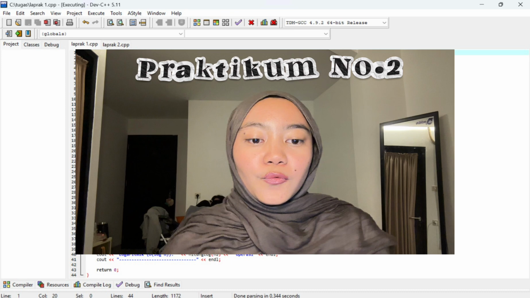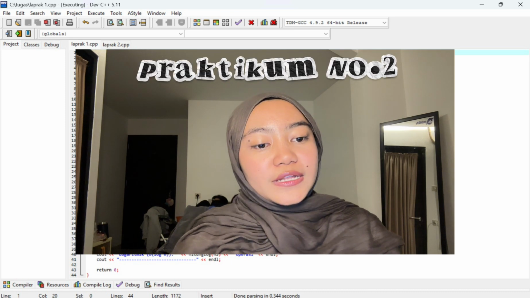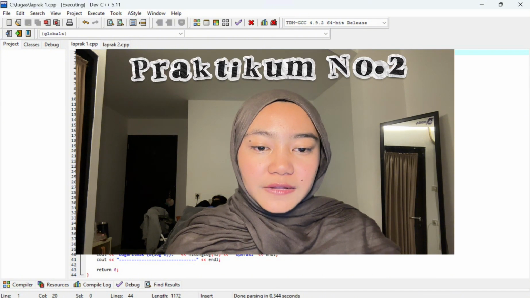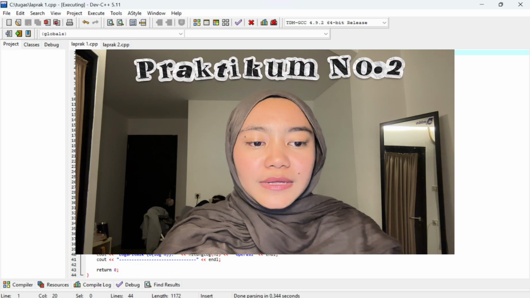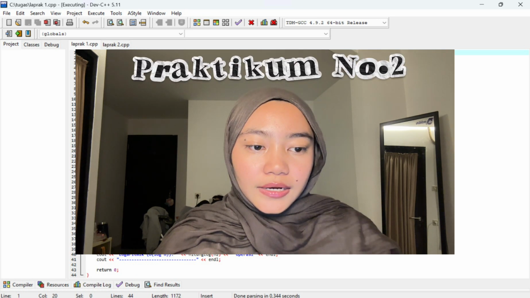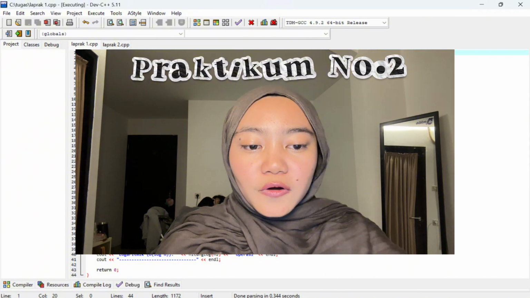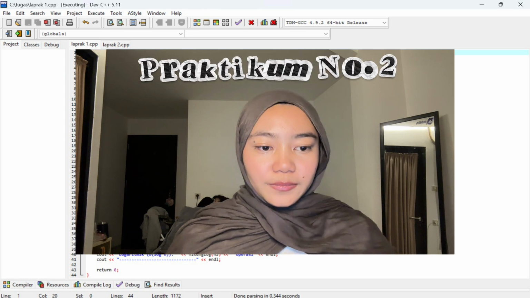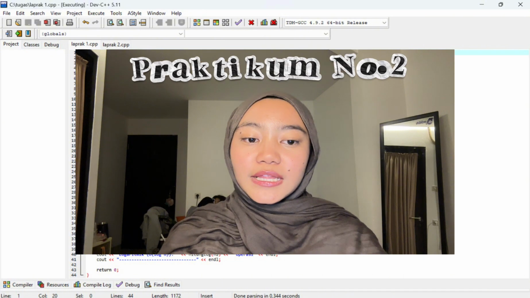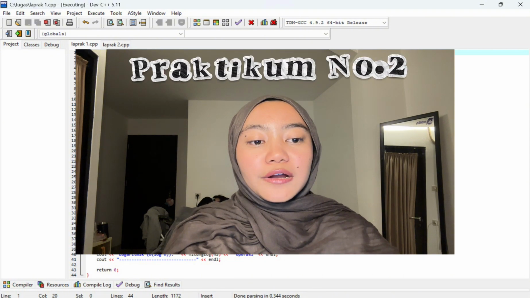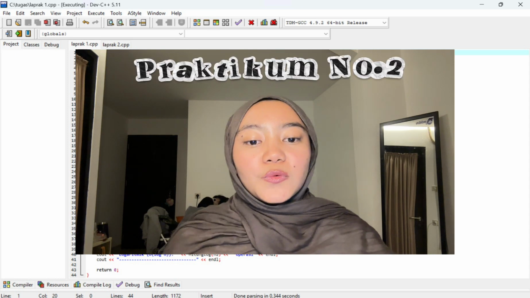Second, we have 1/2 n(n − 1) is in O(n²). First, we simplify the expression into 1/2 n² − 1/2 n. Then we compare the terms. The term n² grows faster than n, so the dominant term is n². This means the whole function is still limited by n². Therefore, we can conclude that it is in O(n²).